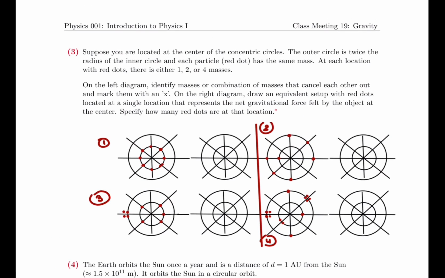Suppose you're located at the center of these concentric circles. The outer circle is twice the radius of the inner circle, and each particle has the same mass. There's either 1, 2, or 4 particles at each location, or maybe 0. On the left, identify masses or combination masses that cancel each other out and mark them with an X. On the right diagram, draw an equivalent setup with the red dots, such that it shows the overall net gravitational force felt by an object at the center.